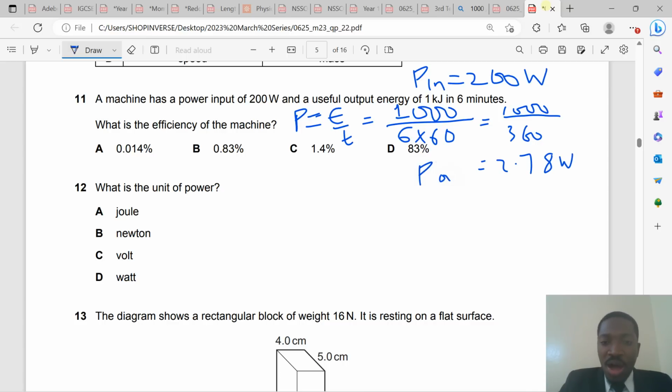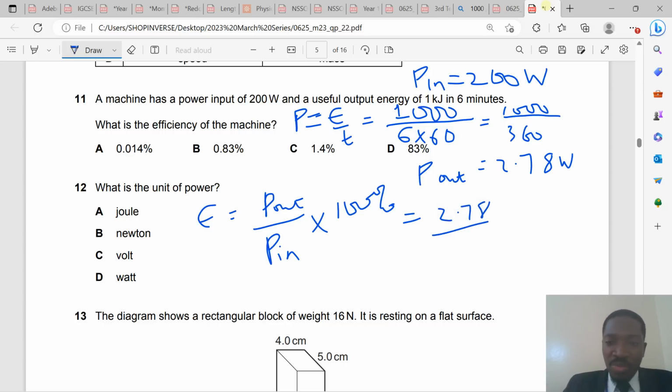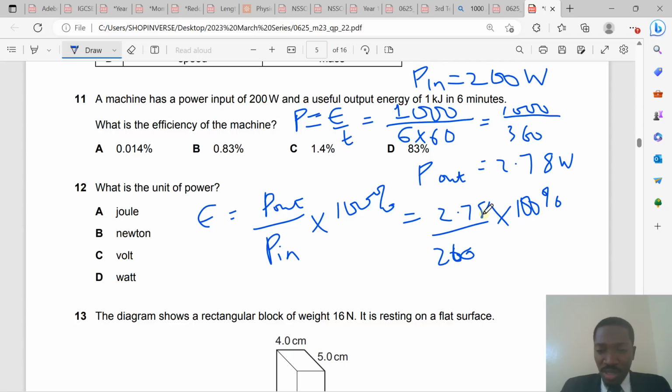Okay, power output. Now, the formula for efficiency is power output divided by power input times 100%. So let's put that here. Our power output is 2.78. We divide it by our power input. What's our power input? That's 200 watts given to us in the question. Then you divide by 200 and multiply by 100 to express it in percentage. So 2.78 times 100 divided by 200.